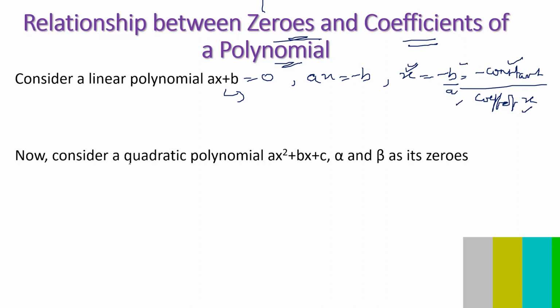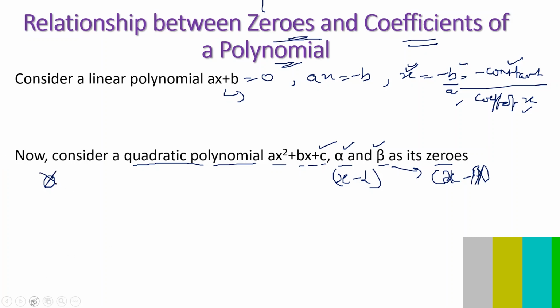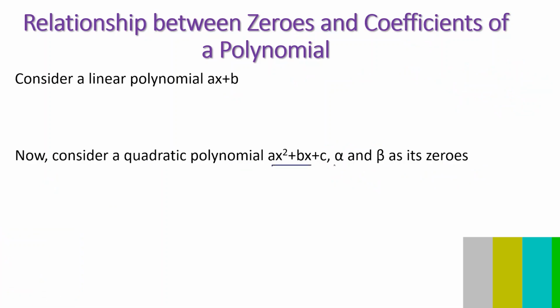Let's see, is there any relation between zeros and constants and coefficients of a quadratic polynomial also? For this, let us consider alpha and beta are its two zeros. If alpha and beta are its two zeros, it means x minus alpha is one of its factors and x minus beta is another. So we can write this quadratic polynomial as k times (x minus alpha) into (x minus beta).